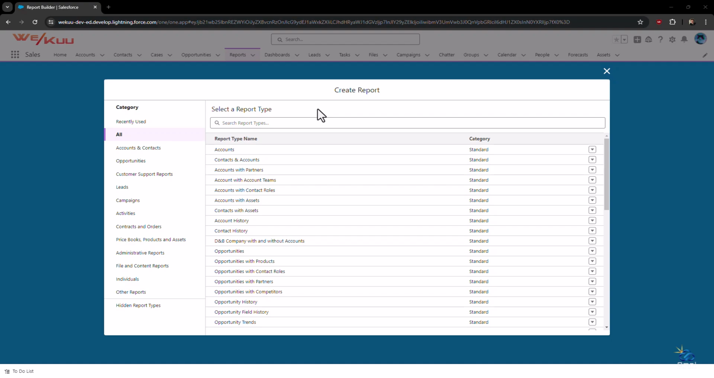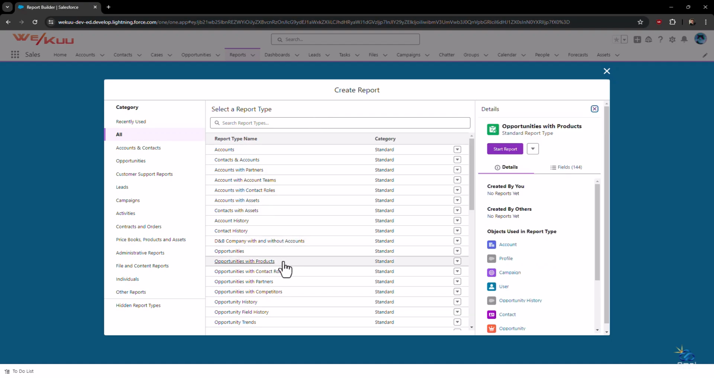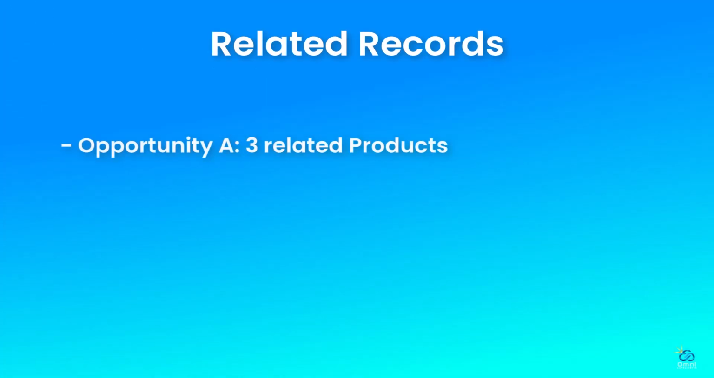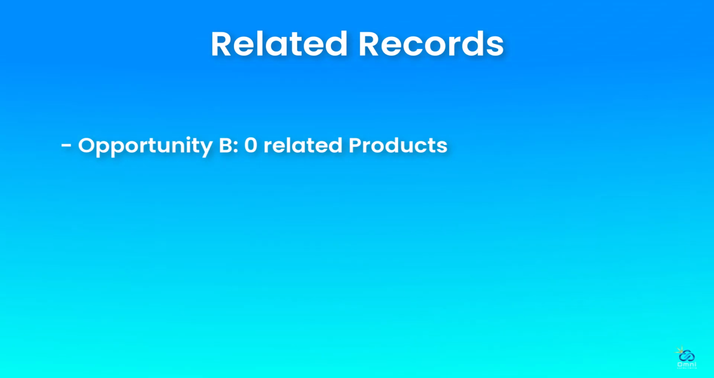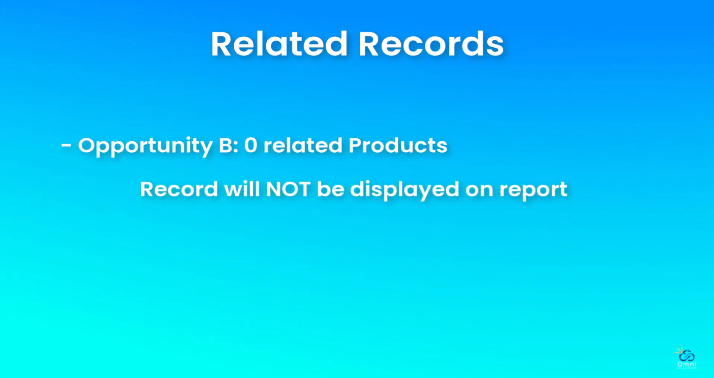Additionally, multi-object report types may limit report results only to parent records that have at least one child record. For example, let's look at opportunities with products. If Opportunity A has at least one related product record, then it will show up on the report. Opportunity B, however, doesn't have any products, and therefore will not show up on the report.